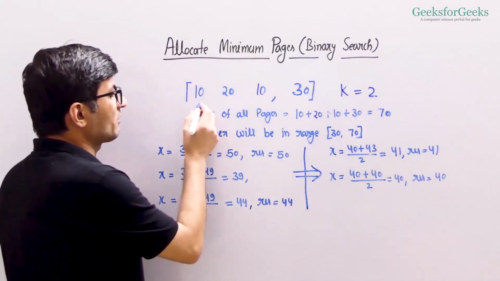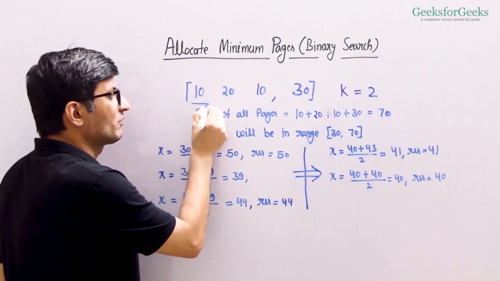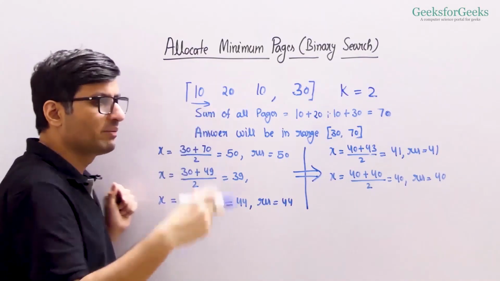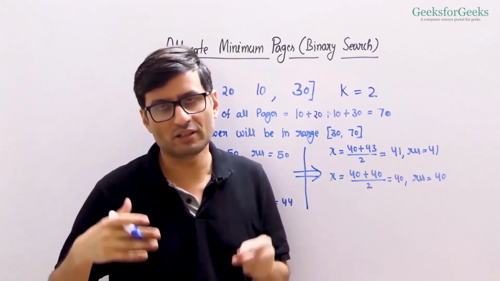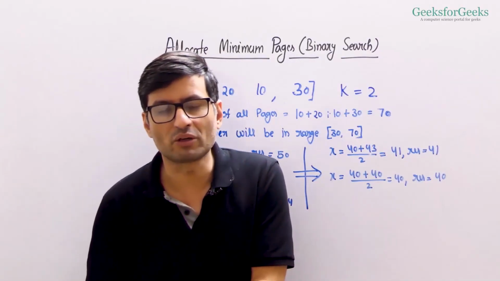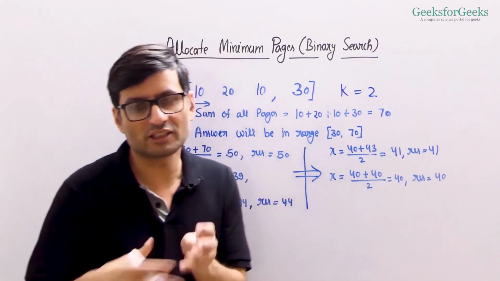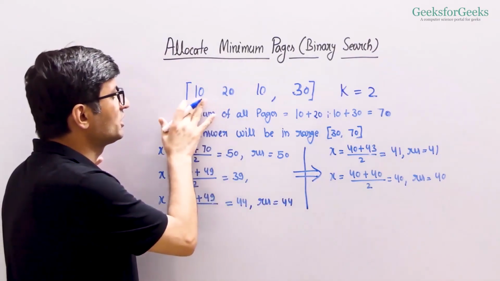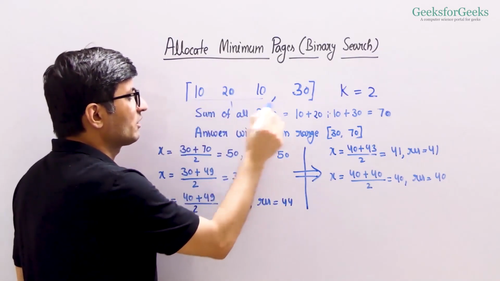Right, we can always check whether a solution is feasible or not by scanning from left to right, and we increment the number of students when the current sum becomes more than the sum required, and we reset the current sum, right? That's a simple way of checking. So 40 is a valid solution. We need one student here and one student here.